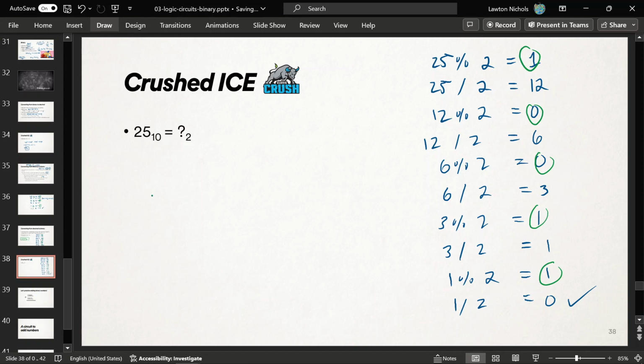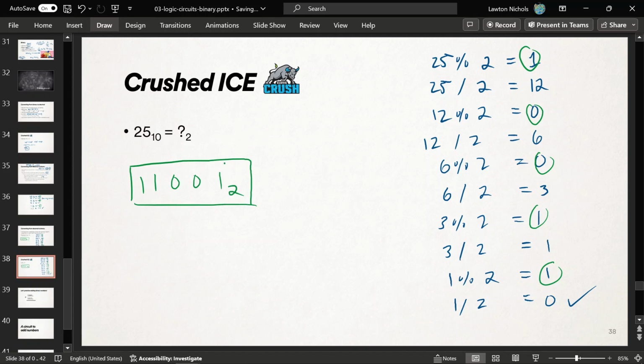And so, yeah, I think a lot of us had it. It was 11001. Do you see that? So it's in reverse order, remember. That's important. That is a bit confusing. So that's the answer. Base 2 if you want to be specific about it.